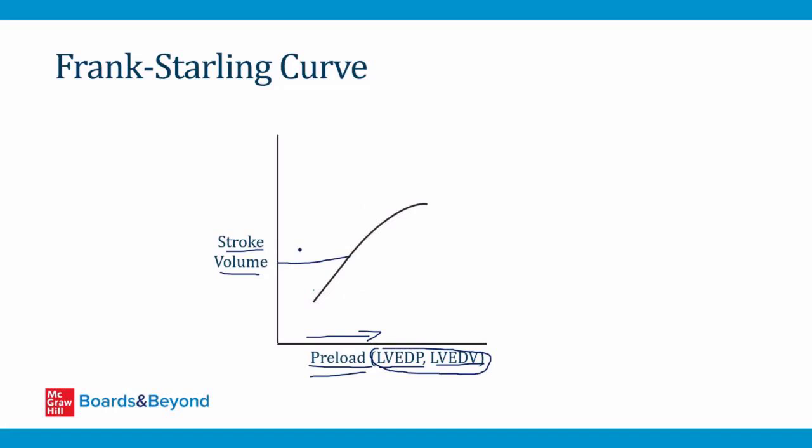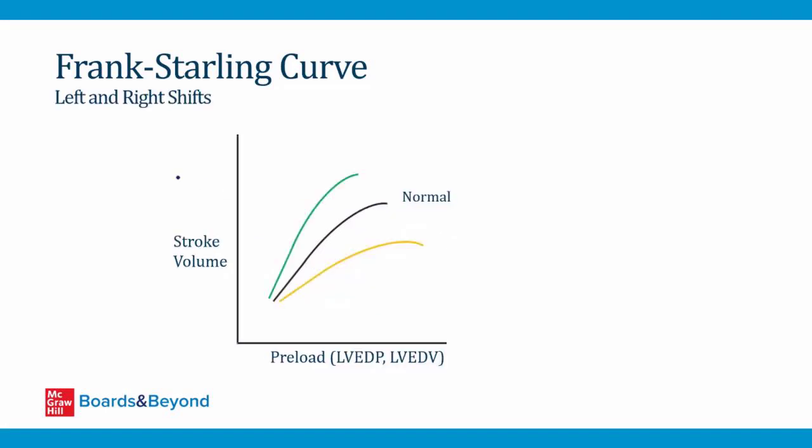That mechanism refers to stretching of left ventricular myocytes. When you add more preload to the left ventricle, you stretch the myocytes and they contract more vigorously, and that generates more stroke volume. And so this positive relationship here between preload and stroke volume is what's shown in a Frank-Starling curve. Now this relationship shown on the Frank-Starling curve between preload and stroke volume is not fixed.